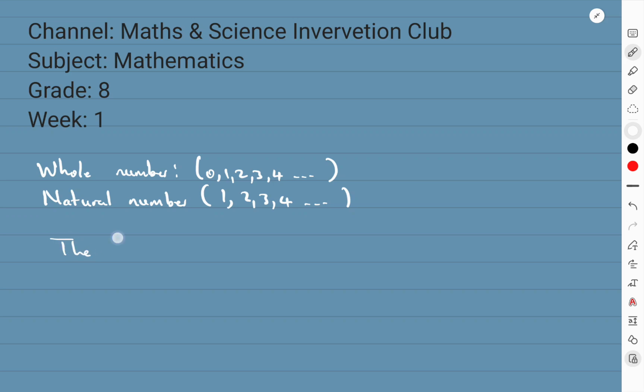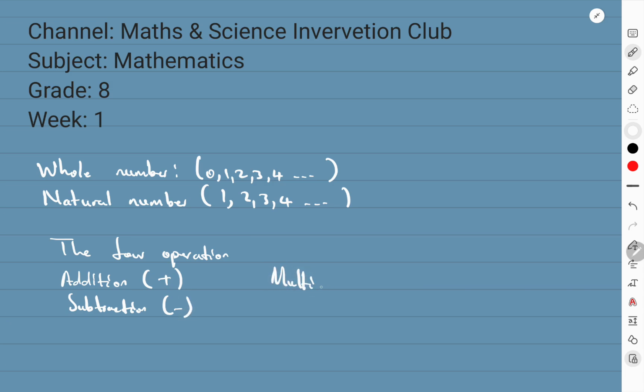The four operations. These are the operations that we use in our mathematics. So we have the first operation, which is addition, right? And the sign for addition is this one. Then we also have subtraction, and the sign for subtraction is this one. We also have multiplication, and the sign for multiplication is this one. And we also have division, and the sign for division is these ones.